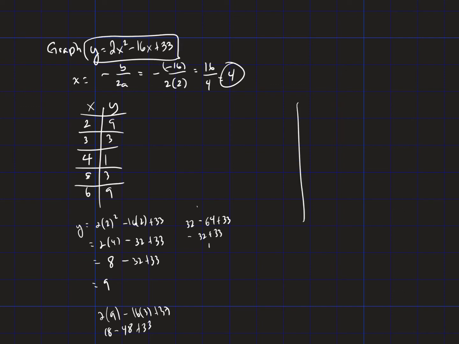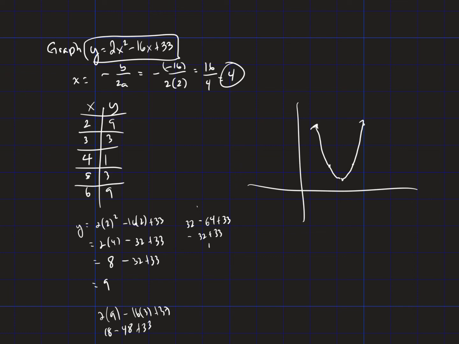That would allow me then to take those points, plot them: (2, 9), (3, 3), (4, 1), (5, 3), (6, 9), and then draw the parabola from there.